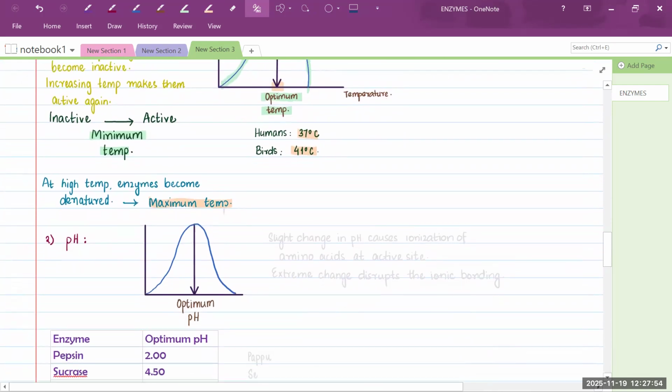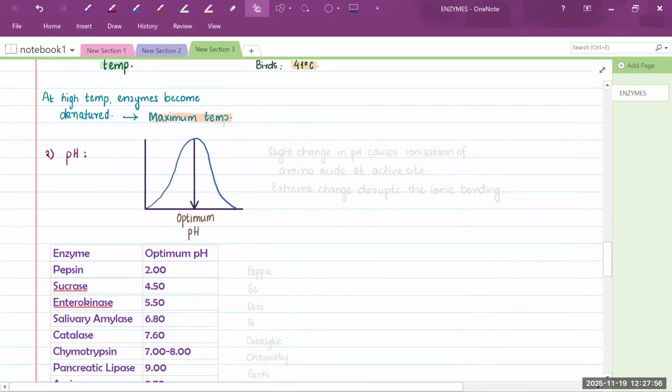Okay, moving on to the pH. Now let's look at the graph first, and then we'll see what it is about. We can see that the green highlighted point is where we are supposed to have maximum enzyme activity. Enzyme activity is maximum at the optimum pH, right? And below and further from the optimum pH, in both cases, the enzyme activity is decreasing.